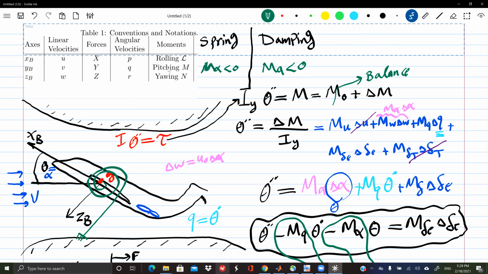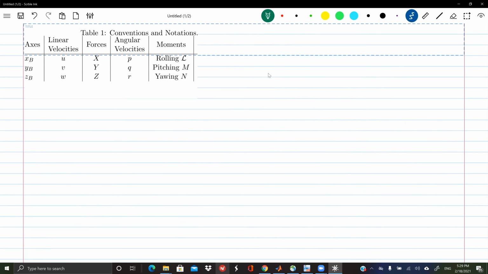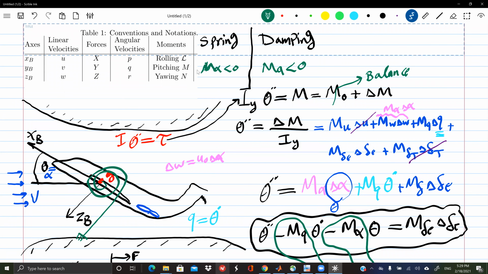So again, these are standard names. When you go to an interview at Boeing and they ask you about pitch damping, they will not ask you about MQ. They will ask you about pitch damping. Okay. And we derived last time pitch damping. What's the main source of pitch damping? We derived a detailed expression for it last time. What's the main source? It was the horizontal tail.